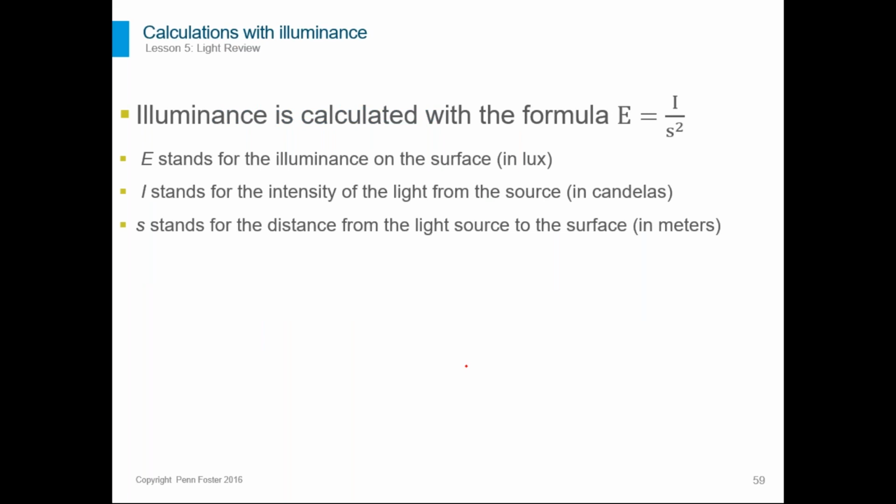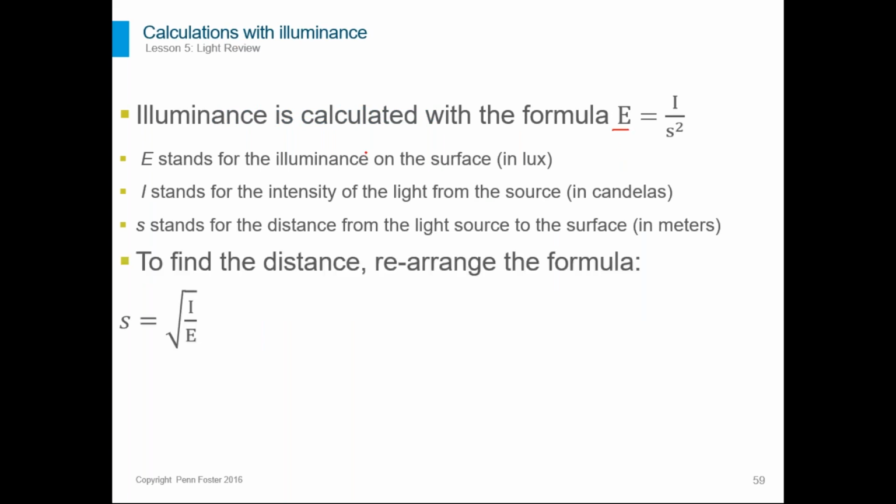Illuminance is calculated with the formula E equals I over S squared. Let's see what these all stand for. E stands for the illuminance of the surface, so that's what we're solving for in most cases. I stands for the intensity of the light bulb, and S stands for distance. We're not actually using that middle term in this one, the luminous flux. We're just talking about intensity, distance, and then illuminance on the surface. So I, the intensity, is what we're starting with at the light bulb, and then distance is going to affect how much the surface is lit up, the illuminance of the surface, which is E.